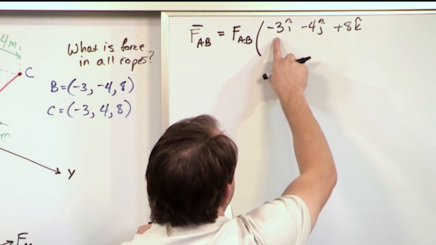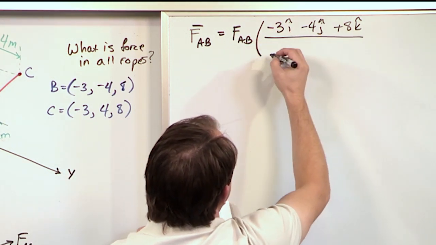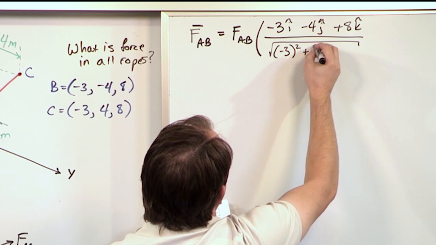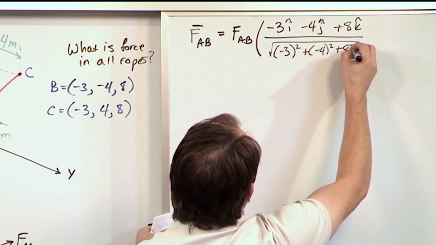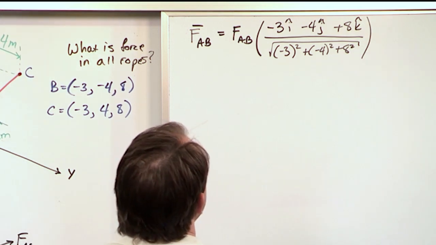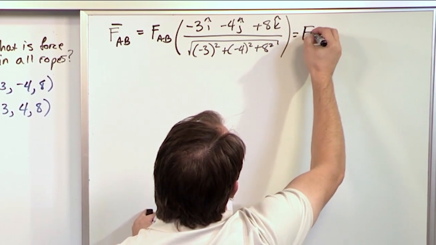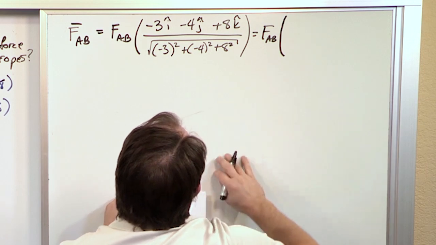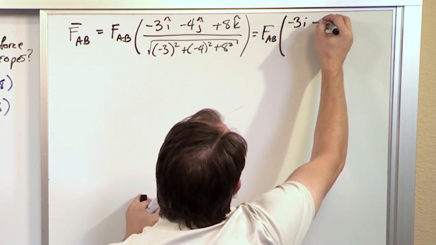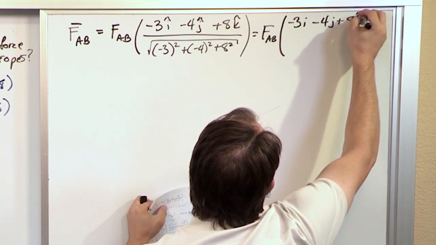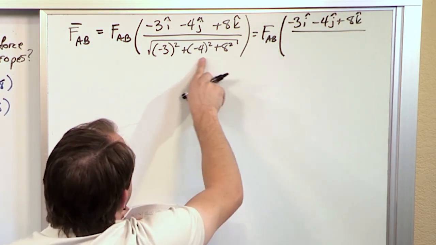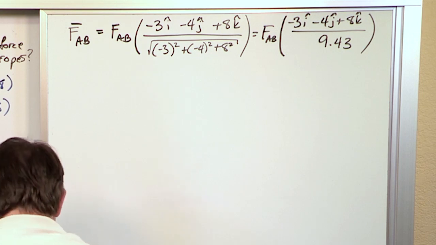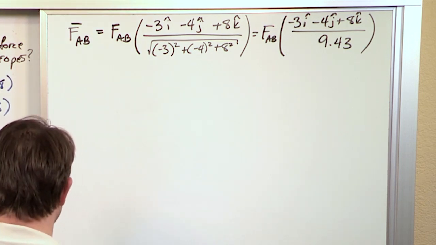Okay? That is the direction, that's the position vector, but in order to make it a unit vector, I have to divide by the magnitude of everything squared. So -3 squared plus -4 squared plus 8 squared. Just like this, okay? So ultimately what this is going to be equal to is whatever FAB is, the tension in the line, right? And then inside of here, this is going to be -3I minus 4J plus 8K. And on the bottom, when you take all these and square them and take the square root, you get 9.43, okay? So all of this is just to basically formulate an FAB vector.